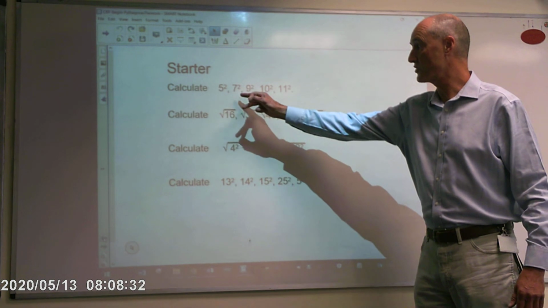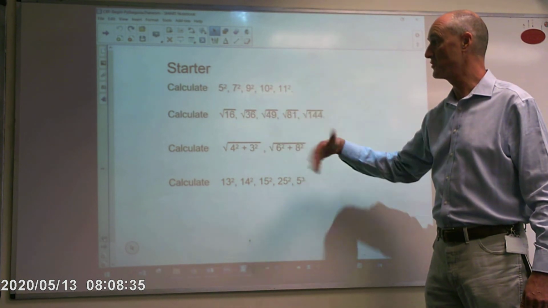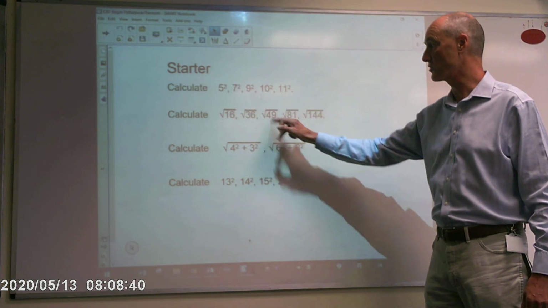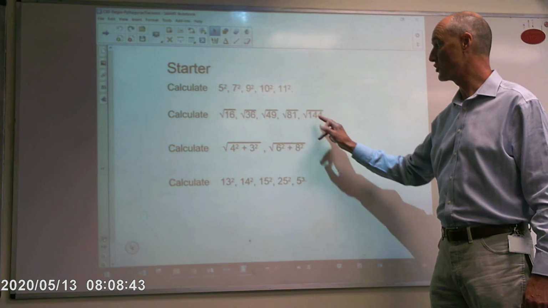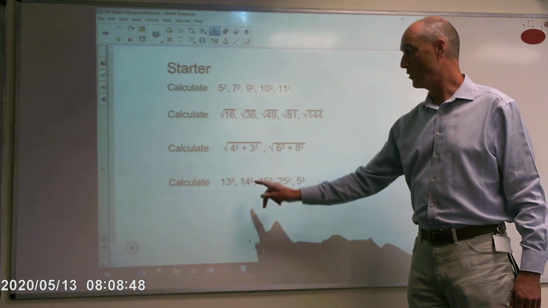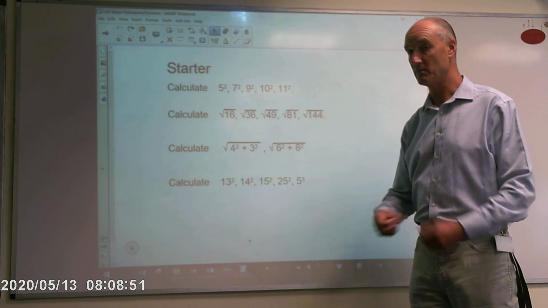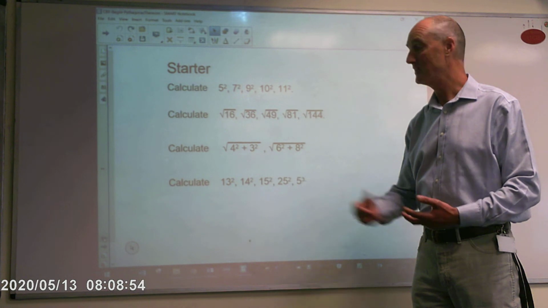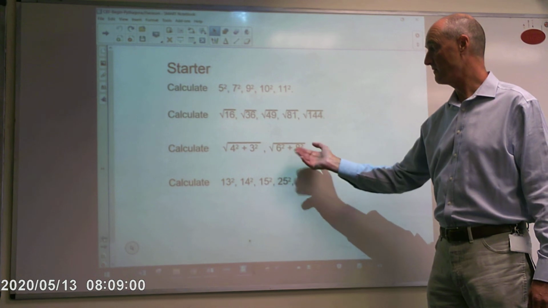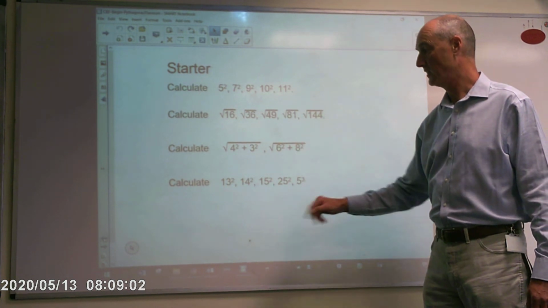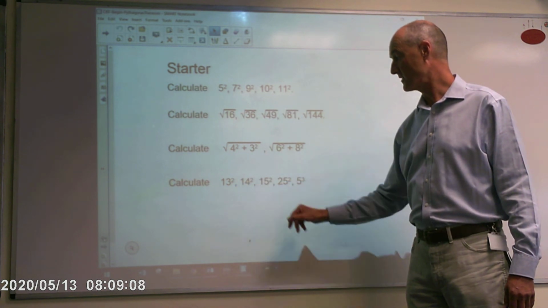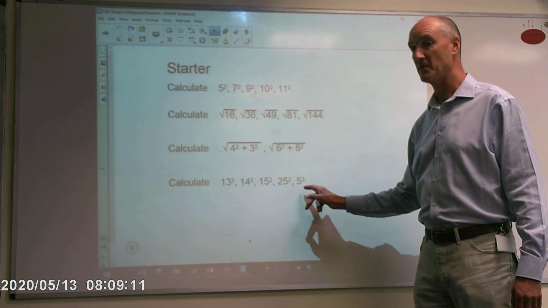So we've got 5 squared, 7 squared, 9 squared, 10 squared, 11 squared. Calculate the square root of 16, square root of 36, square root of 49, square root of 81, square root of 144. Next, calculate the square root of 4 squared plus 3 squared. So you've got to do 4 squared, add it to 3 squared, and then the square root of the result. Similarly, 6 squared plus 8 squared, find a result, take the square root of it. And then finally, just something a little bit different, 13 squared, 14 squared, 15 squared, 25 squared, 5 cubed.